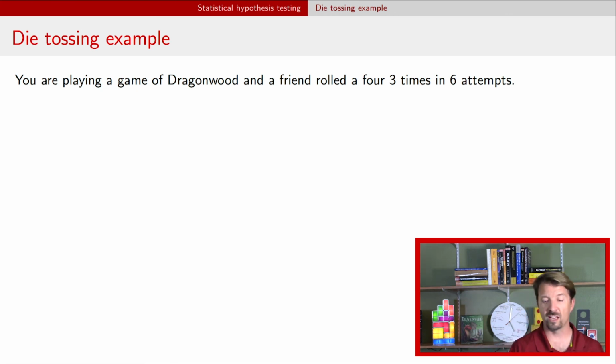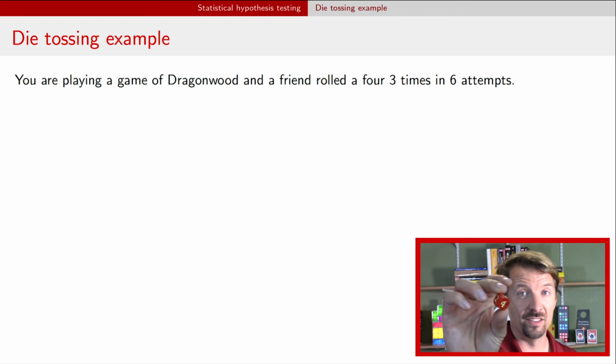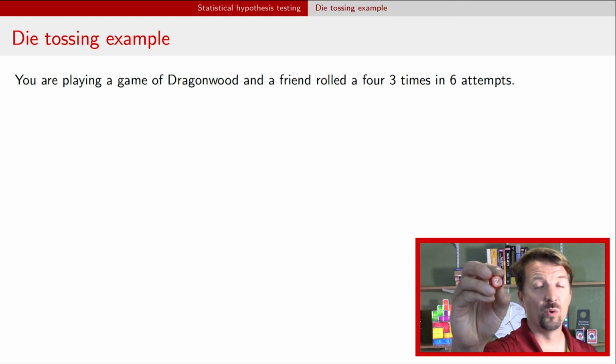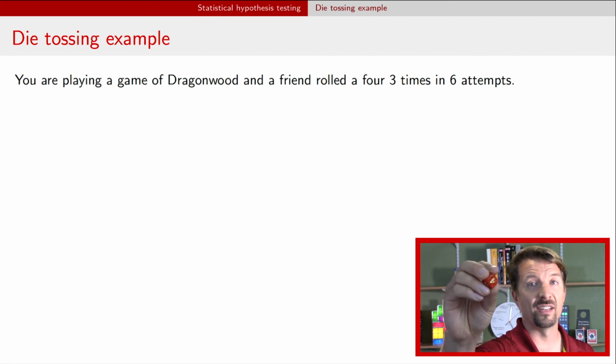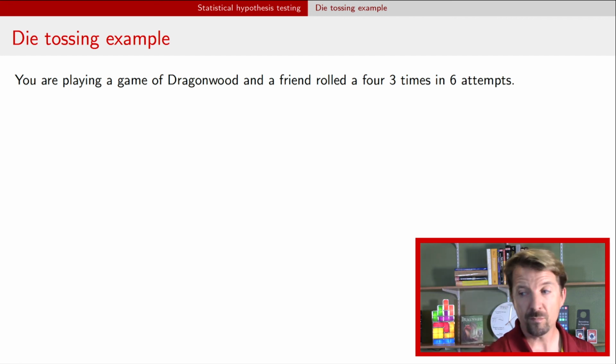And if you're not familiar with Dragonwood die, they're 6-sided dice. So here's a Dragonwood die. And they're numbered only from 1 to 4. And that is, there's 2 2s and 2 3s. So 4 is actually the largest number on the die. And so your friend rolling 3 out of 6, this seems suspicious that they rolled the maximum value in the die 3 out of 6 times.